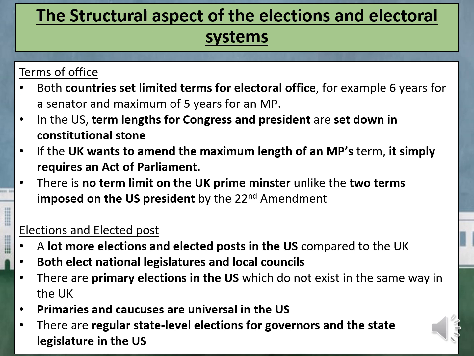There are primary elections in the US which do not exist in the same way in the UK, except for a handful of local polls to select Conservative candidates in the immediate aftermath of the MPs' expenses scandal, but otherwise primaries do not exist in the UK. Primaries and caucuses are therefore universal to the US. There are more regular state-level elections for governors and the state legislature in the US compared to the UK.